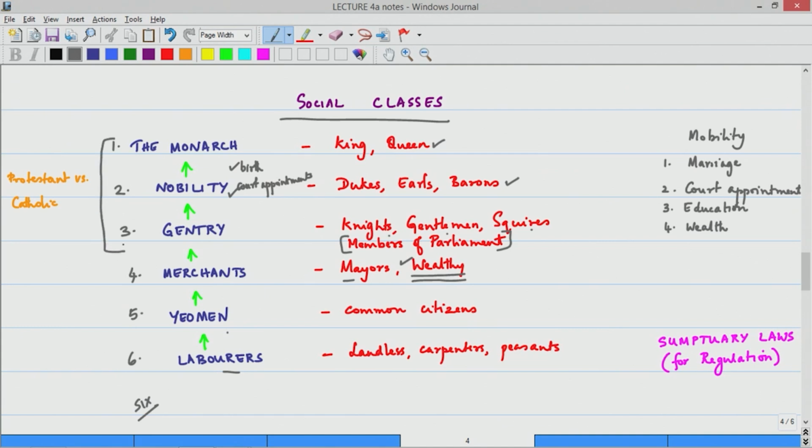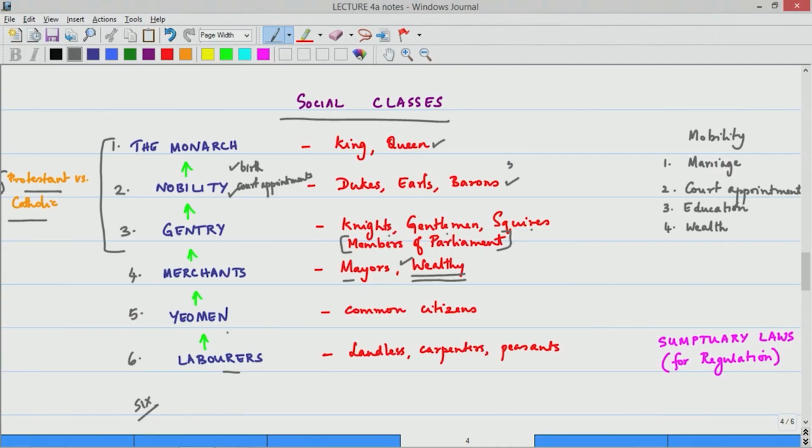if one belonged to one of those top classes of the nobility or the gentry, there was this hostility between the Protestants and the Catholics, and we find that most of the court appointments to any of the positions of importance always used to be from the Protestant faith. And in fact, only the old noble families belonged to the Catholic faith, and they were not given much importance in the social and political order of the day.